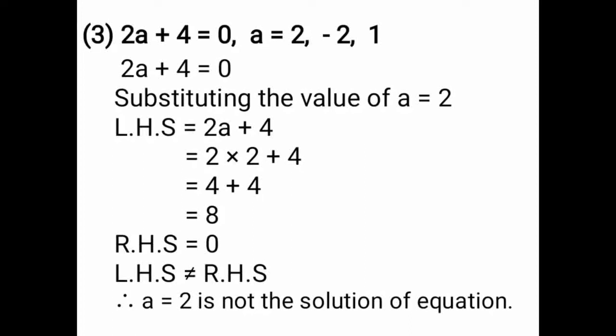Other value of a variable is given what? -2. So you have to solve this sum again by substituting the value of a is equal to -2. You have to follow the same process how I have solved by substituting the value of a is equal to 2.